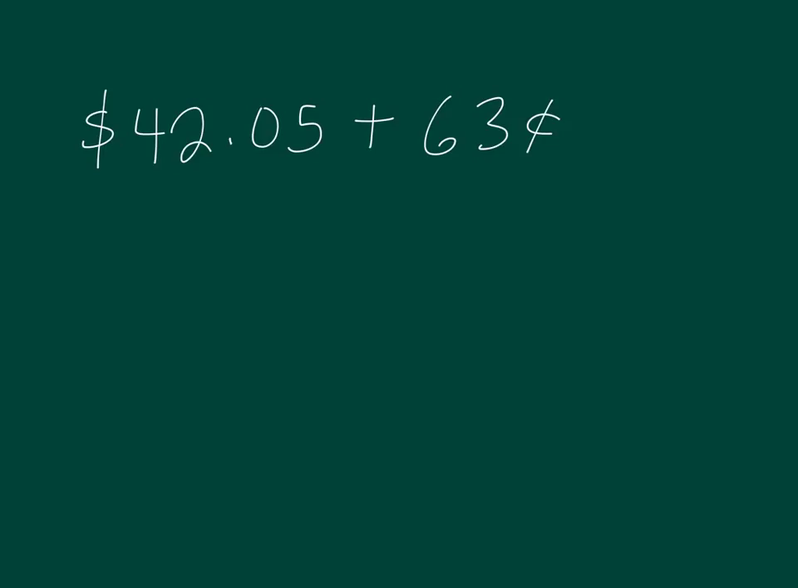So if I want to look at a money problem, I've got the problem $42.05 plus 63 cents. And just like with adding inches and feet, or meters and centimeters, my labels are not the same right now. I've got dollars over here and cents over here. So I need to rewrite my cents in dollar form. So I'm just going to rewrite this, and I know what 63 cents looks like. I'm going to put a dollar sign, and I would have 0 total dollars and 63 cents.